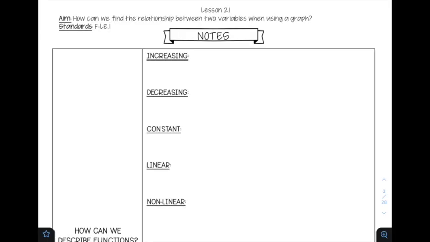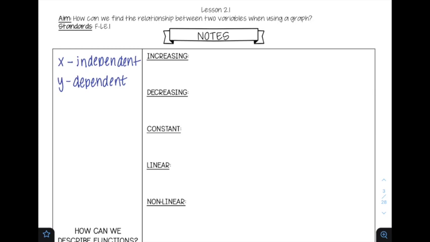Okay, so today we're going to be talking about lesson 1 of unit 2 for our functions unit. Our aim today is how can we find the relationship between two variables when using a graph? And we have to remember what those variables are. We have our independent variable, which is our x variable, and then we have our y, our output, or our dependent variable. Whatever y is has to be based on the value of x.